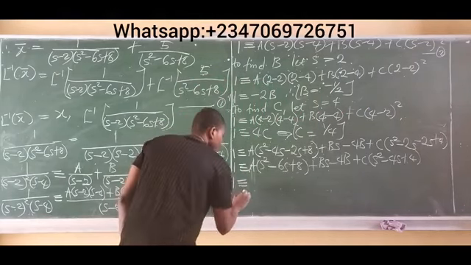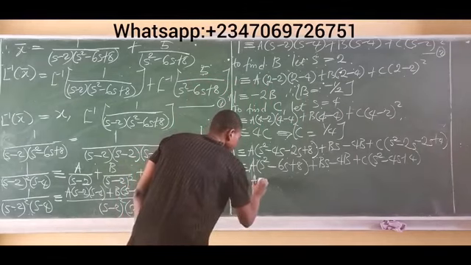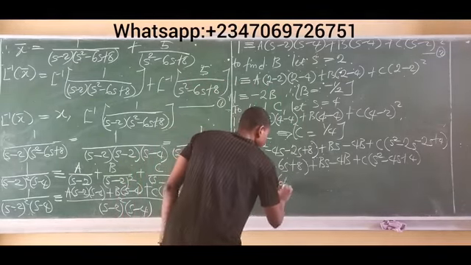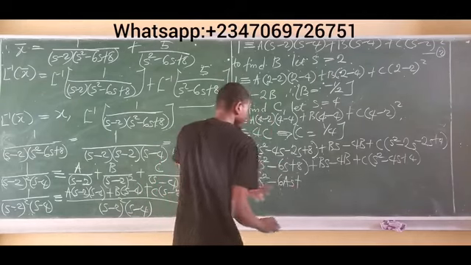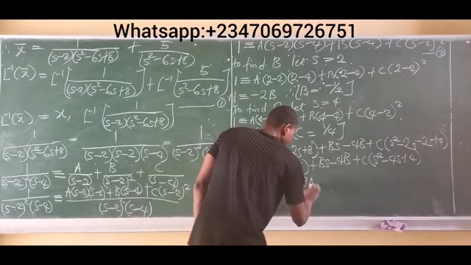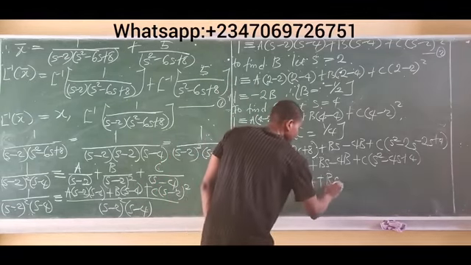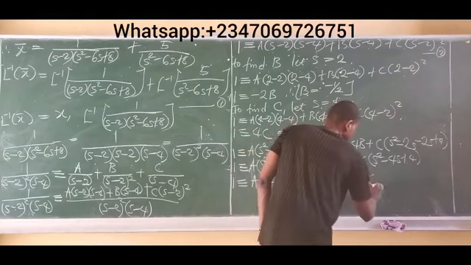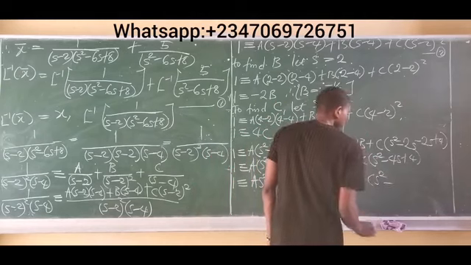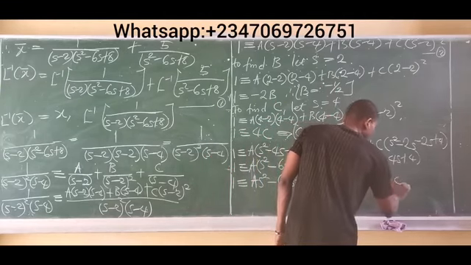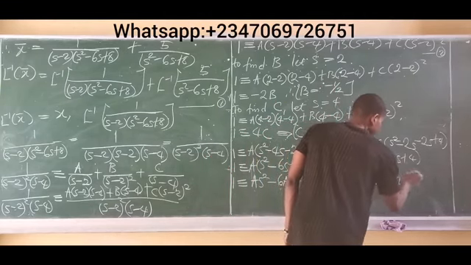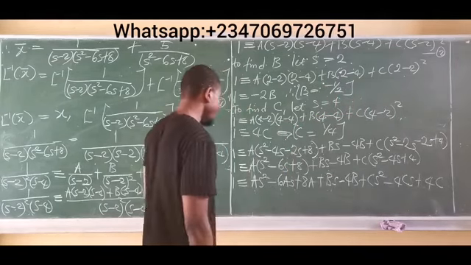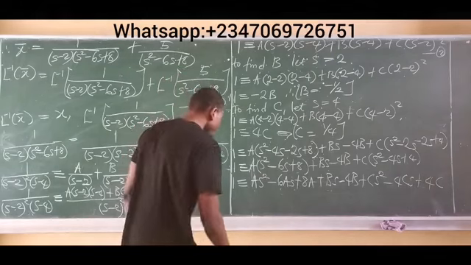1 is equivalent to a times x squared gives us ax squared, minus a times 6x gives us 6ax, plus a times 8 gives us 8a, plus bx minus 4b, plus c times x squared gives us cx squared, minus c times 4x gives us 4cx, plus c times 4 gives us 4c. All right, so let's compare coefficients now.